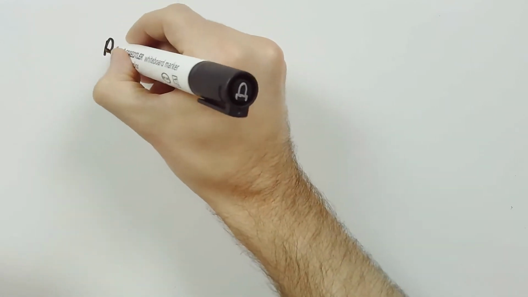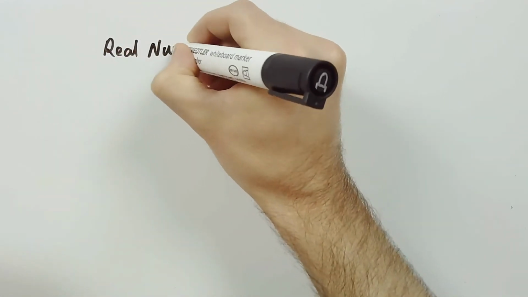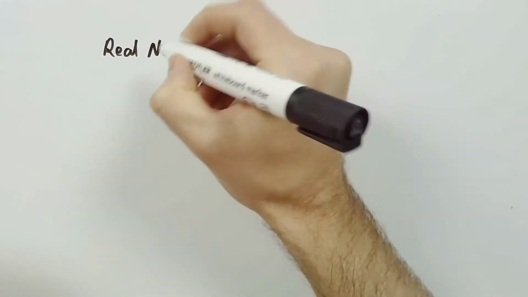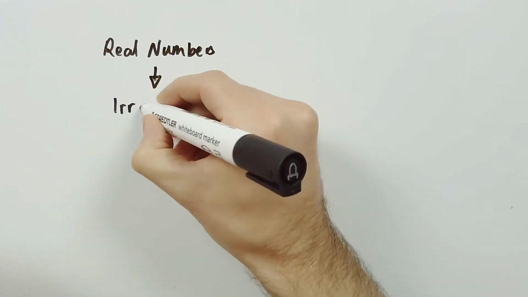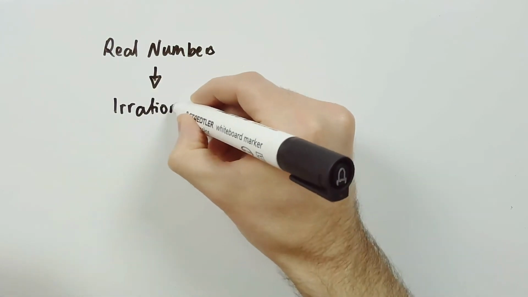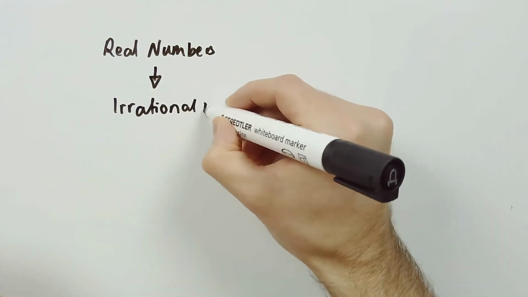From a previous video you should know that in mathematics we've got real numbers, and real numbers can be broken down into rational and irrational numbers. Here we're going to be primarily focused on irrational numbers.